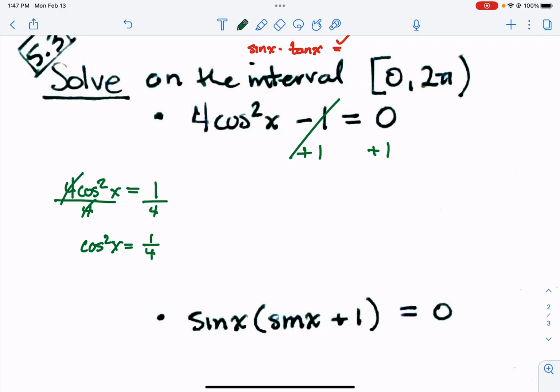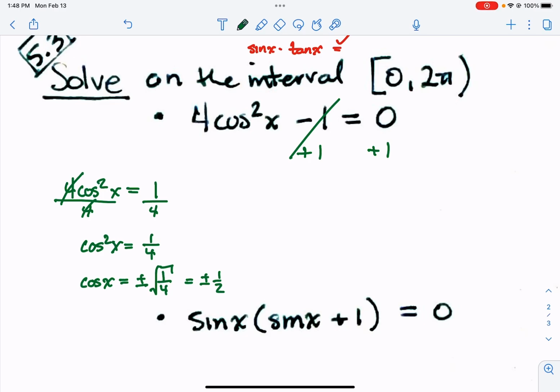All right, take the square root, and remember, if you take the square root, you're going to have a plus minus here. And what is that going to turn into? It's just going to turn into plus or minus 1/2. Square root of 1 is 1, square root of 4 is 2. So cosine of x at the end of the day has to be equal to plus or minus 1/2.